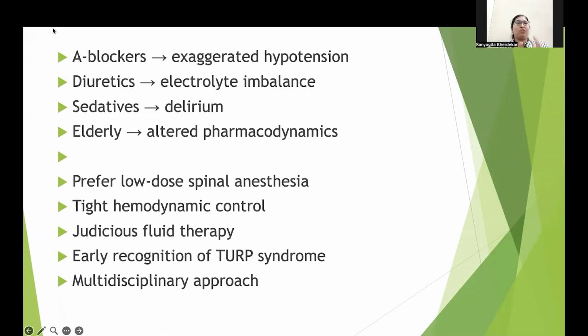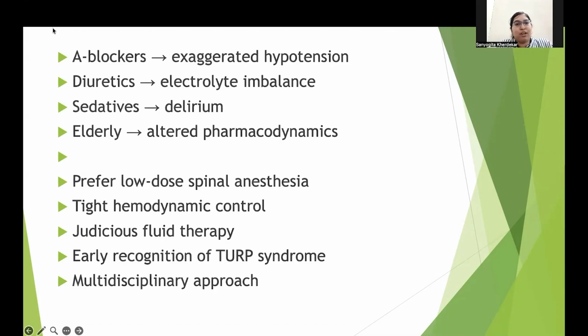So coming to overall management, drug interactions also need to be looked at. Alpha blockers can cause exaggerated hypotension. If the patient is already on diuretics, it can cause electrolyte imbalance. Again, it is good to avoid sedatives. They may cause delirium. And elderly patients already have a weakened system, altered pharmacodynamics.